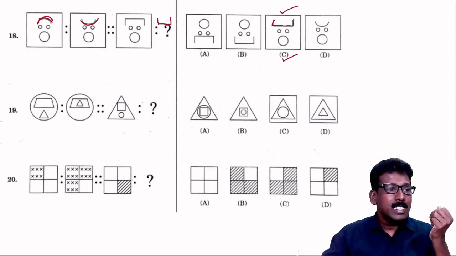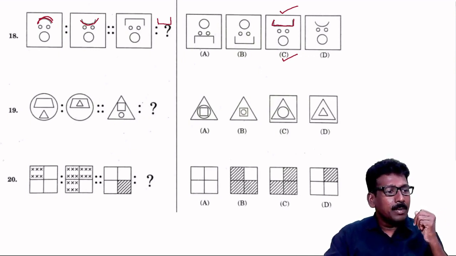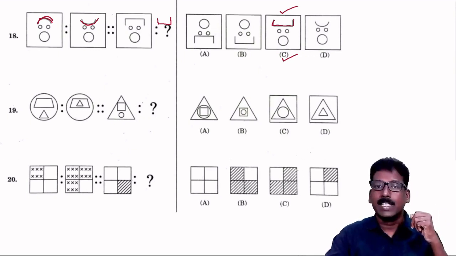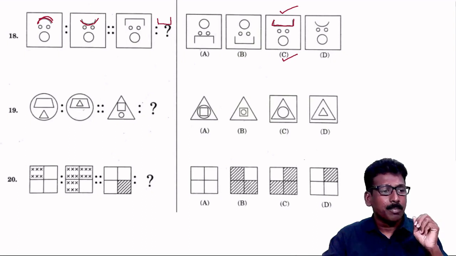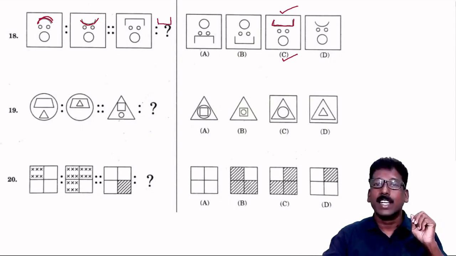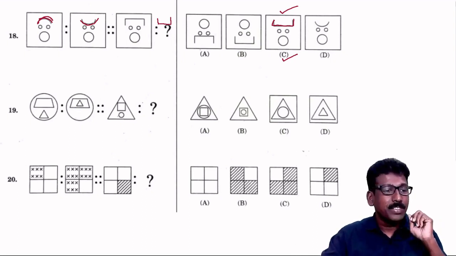Right. Similarly, the next 19th figure, a trapezium and a triangle is given. Here, in the second one, the triangle is inside the trapezium. Now here a square and a circle is given. So in the next figure, the circle should be inside this square.